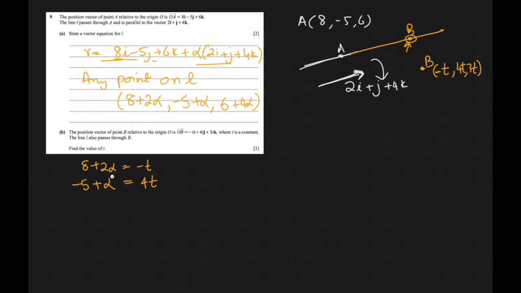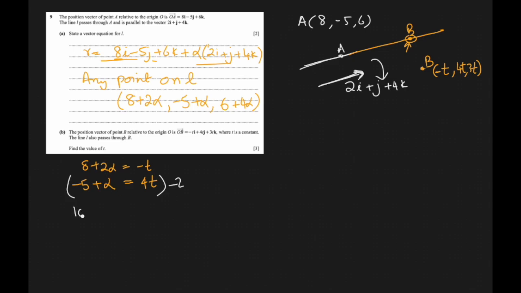These two become simultaneous equations. We'll find alpha and t. Rather, they are saying find the value of t only, not alpha, so we could eliminate alpha. But we will proceed because it's 3 marks, and we can find alpha also and confirm with the third one that it is working. So let me multiply the second equation by 2, so that this becomes minus 2 alpha and we cancel it out.